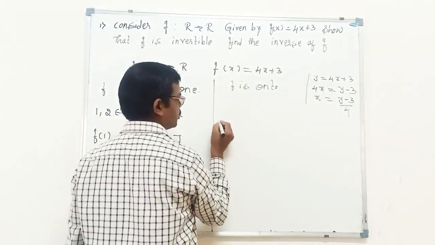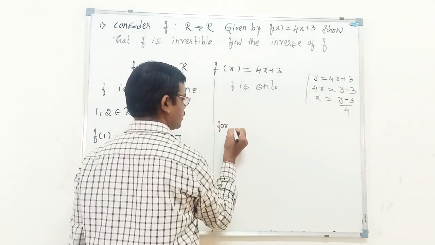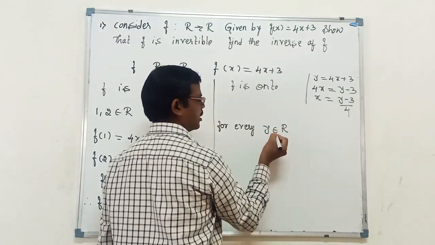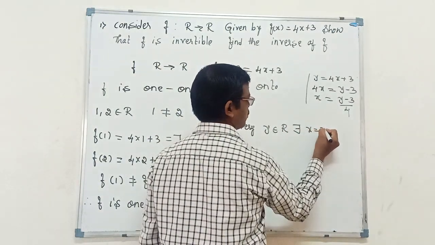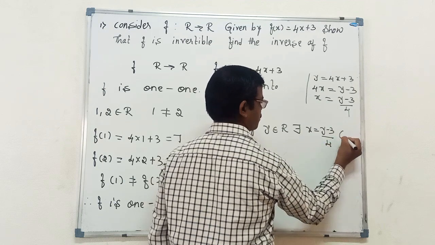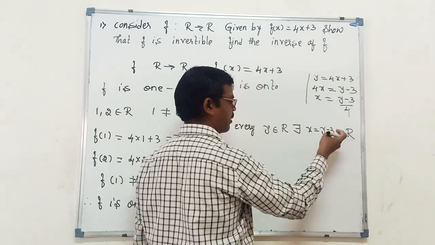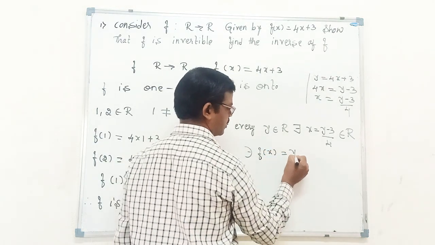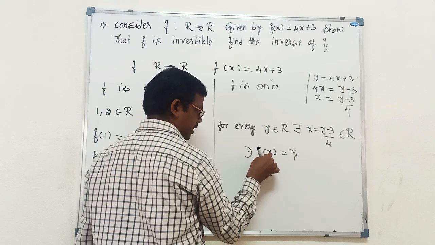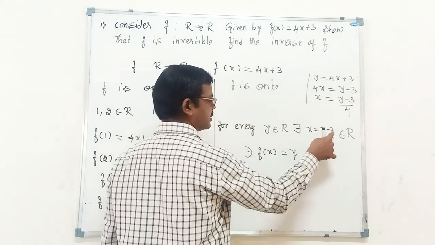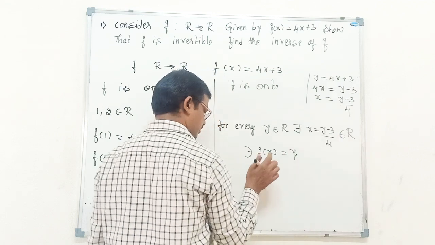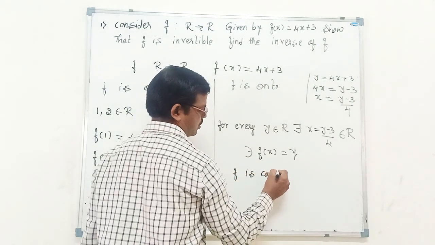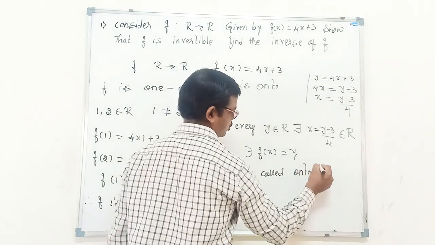Next, we know how to state it: for every y belonging to the codomain, there exists x, where x is y minus 3 divided by 4. It belongs to the real numbers, because we have fractions in the real numbers, such that f of x is equal to y. So x is a pre-image of y, and that x is there in the domain. Therefore, f is called an onto function.